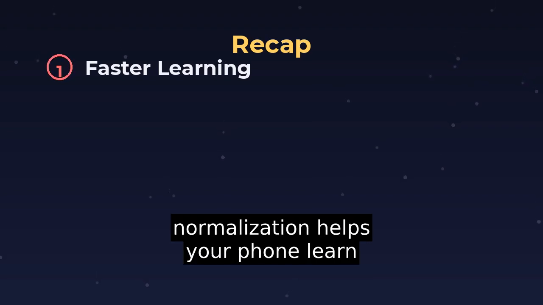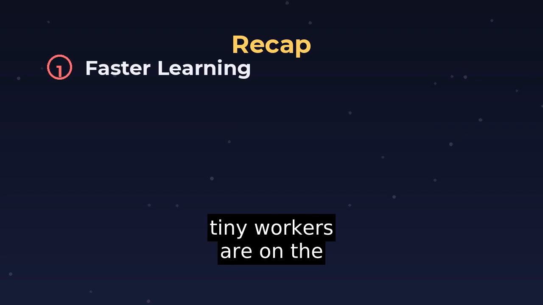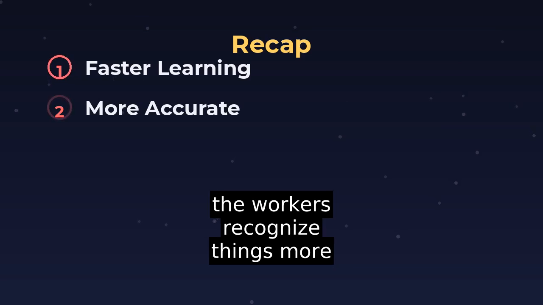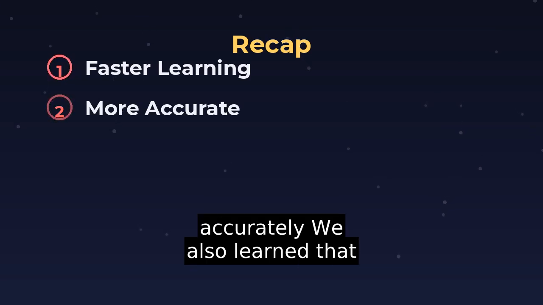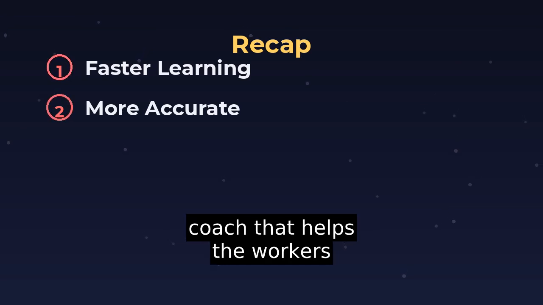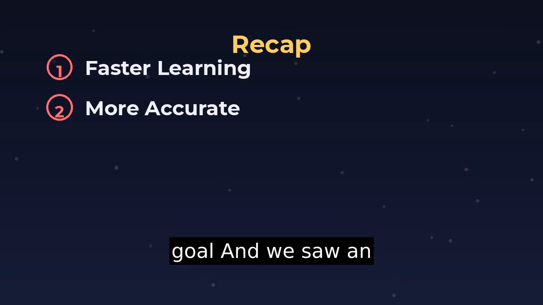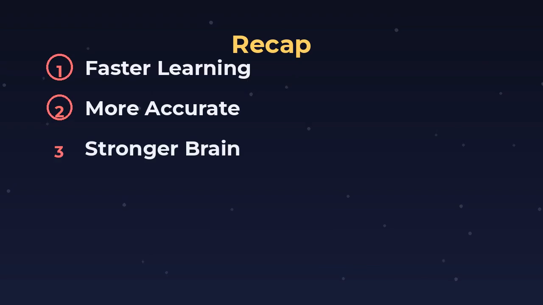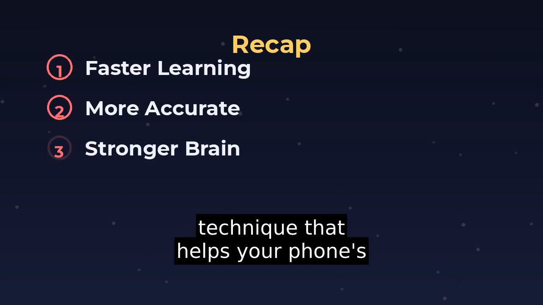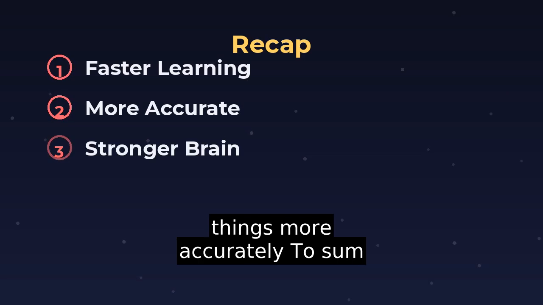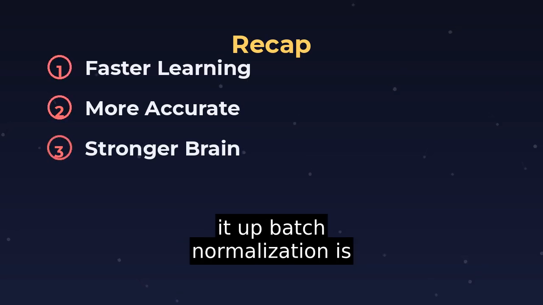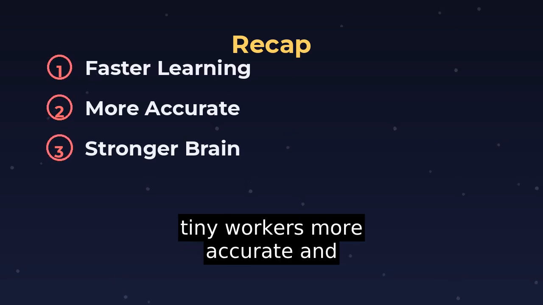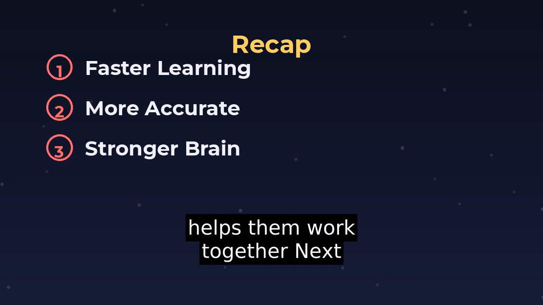Let's recap what we learned. Batch normalization helps your phone learn faster by making sure the tiny workers are on the same scale. It's like a special measuring tape that helps the workers recognize things more accurately. We also learned that batch normalization is like a coach that helps the workers work together to achieve their goal. And we saw an example of how it works with a picture of a cat. You can see how batch normalization is a powerful technique that helps your phone's brain learn faster and recognize things more accurately. To sum it up, batch normalization is a technique that helps your phone learn faster, makes the tiny workers more accurate, and is like a coach that helps them work together.